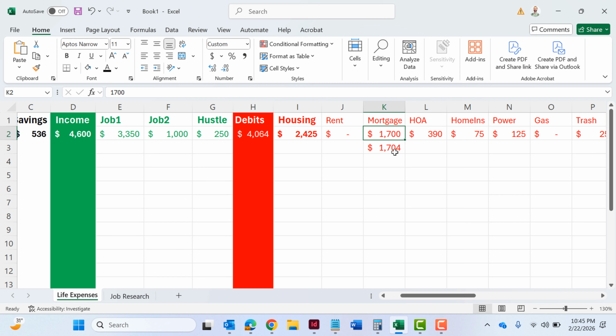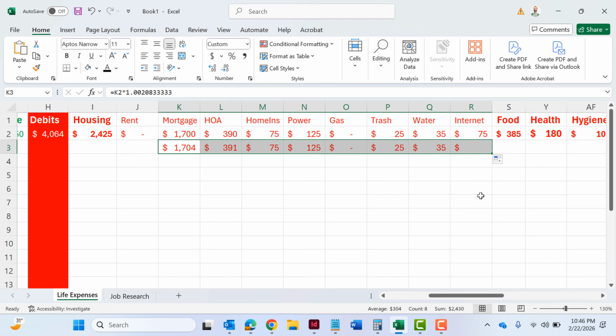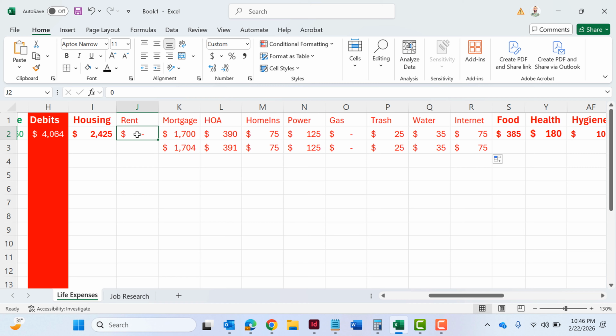All right? We can take this new equation we just made and apply it to everything after that. Watch this. I pull it over to the right. Every single one of these calculations now has the same equation we just did, but it's applied to that column or field specifically. So we finished up our housing. We didn't have to do anything to rent because there's no rent there for me, but we should have that equation over there anyway. You can also go left with it too.